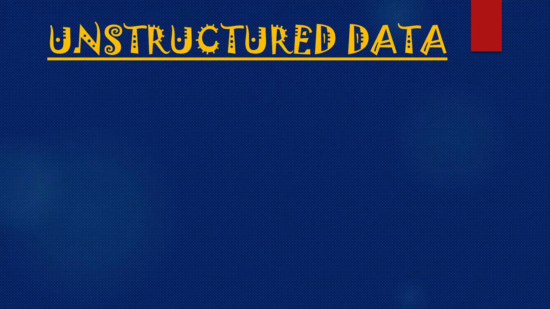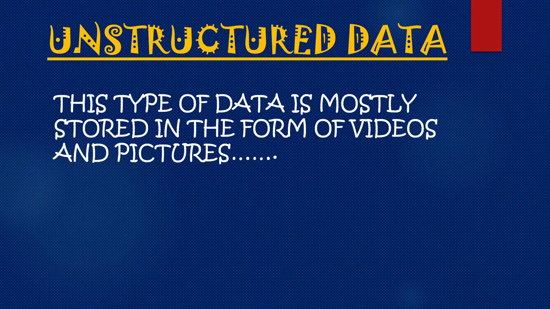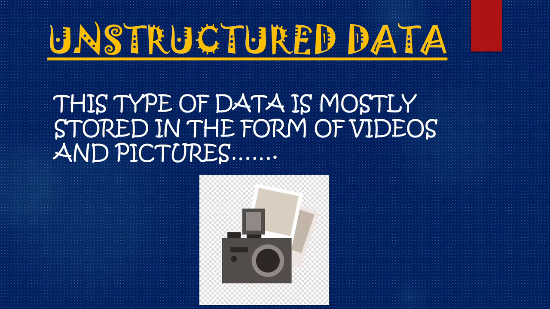Now let's start our second section, that is unstructured data. In simple words, unstructured data is a data set that does not have any pattern. That means it doesn't have either a pattern or an organized format. In other words, you can also say that it is free form data which has neither a tail nor a head. This data is formatted in the form of pictures, videos, and audio clips which we use daily in our life.